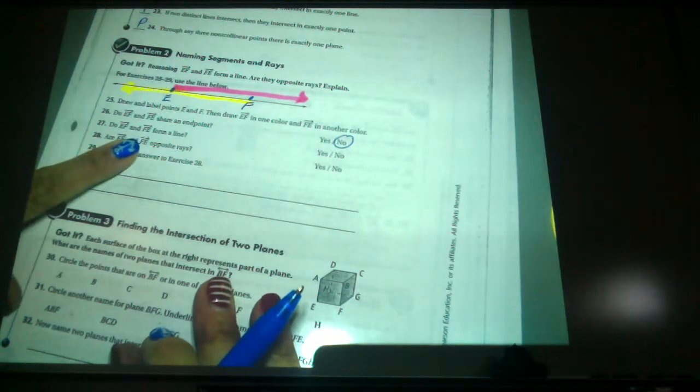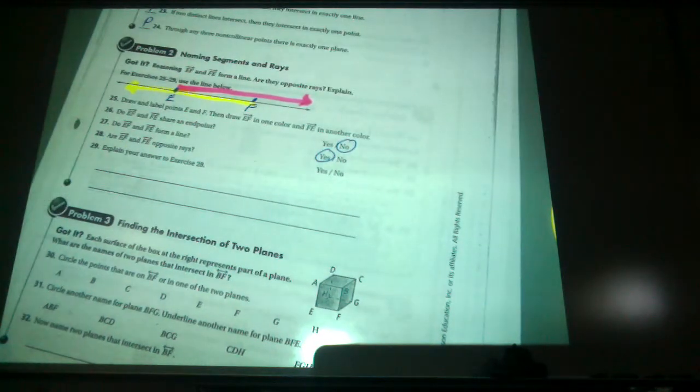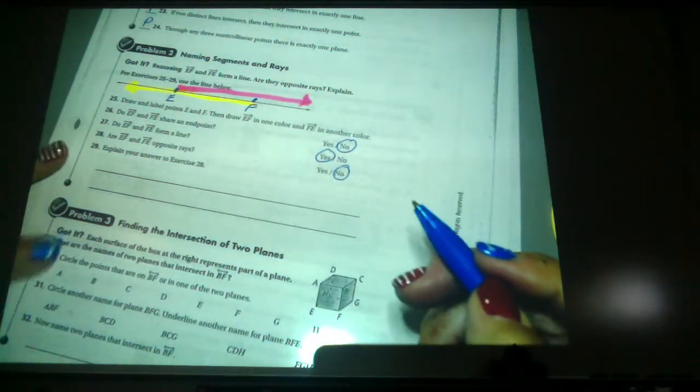Do ray EF and ray FE form a line? Yes, they do. It's right there. Are ray EF and ray FE opposite rays? What is the definition of opposite rays? Look at it on the other side. So there are two parts to the definition of opposite rays. Part one is that they share what? An endpoint. And part two is that they form a line. They have one but not the other, right? So the answer is no, they are not opposite rays.